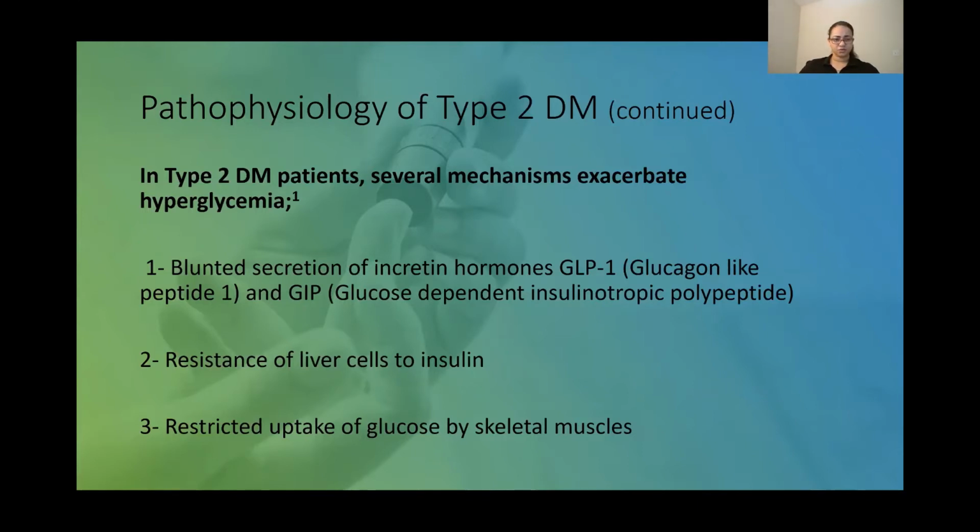The third mechanism is restricted uptake of glucose by skeletal muscles. So in healthy individuals, a large portion of the prandial glucose is taken up by the skeletal muscles, mainly the leg muscle. Now, an increase in insulin secretion promotes glucose uptake by those skeletal muscles. But in type 2 diabetic patients, the skeletal muscles become resistant to insulin, and there's a delay in the glucose uptake. And the amount of glucose withdrawn by skeletal muscles is usually reduced by 80% compared to healthy individuals.